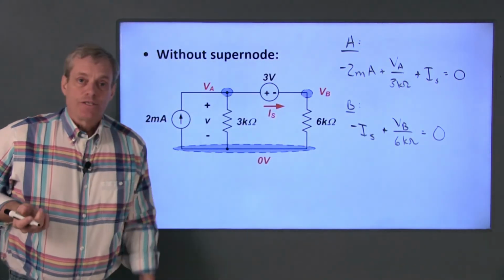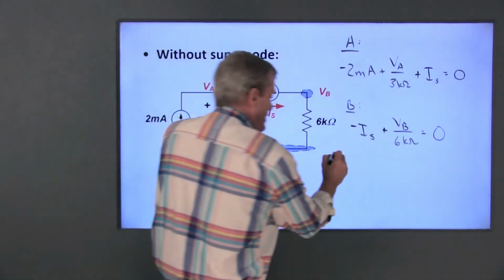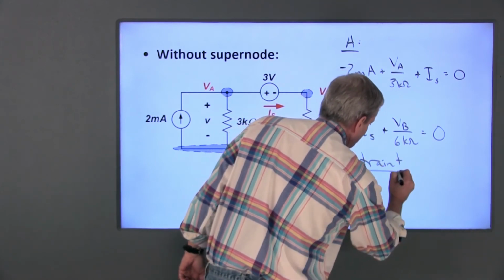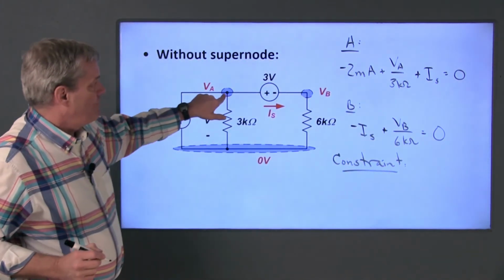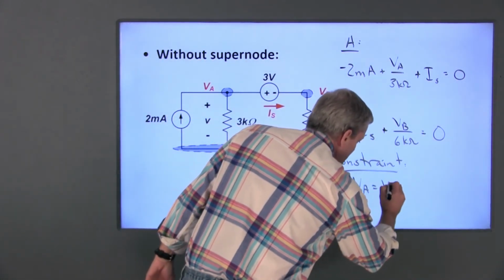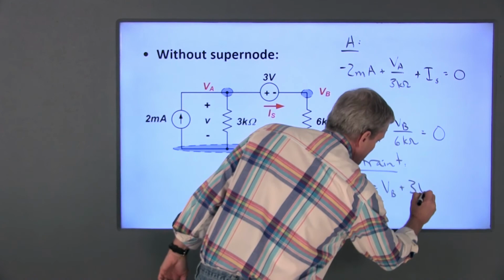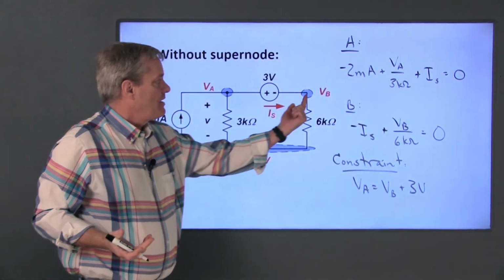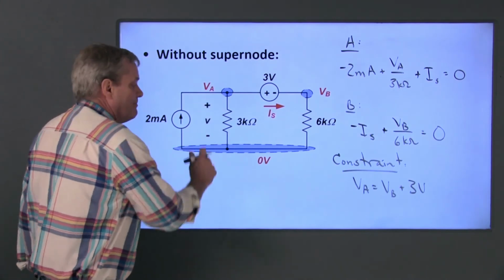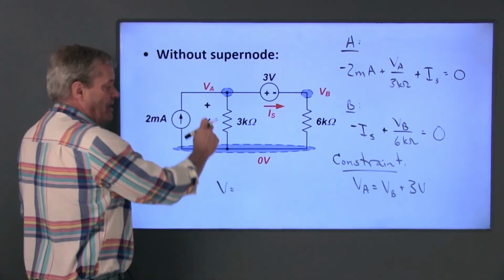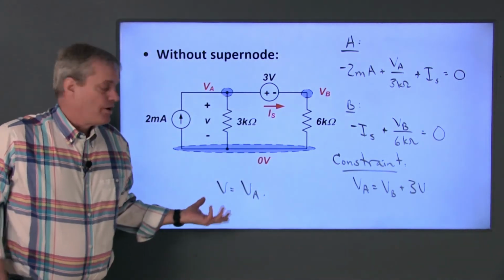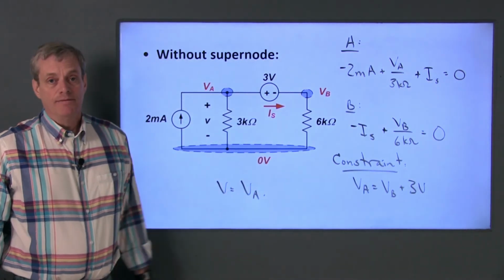So I have 2 equations and 3 unknowns. My constraint is VA is 3 volts higher than VB, so VA is equal to VB plus 3 volts. That's equivalent to saying VB is equal to VA minus 3 volts. Finally, my voltage V is VA minus 0. And I have 4 equations and 4 unknowns that I can solve for the voltage V.